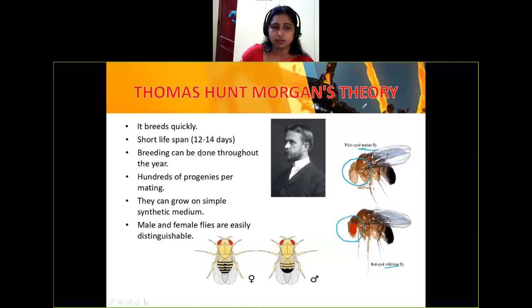So it breeds quickly. It has a short lifespan. See again, like Mendel selected the pea plant for its short lifespan. It has more contrasting characters. The same thing here. Breeding can be done throughout the year. Because of the short lifespan, so many progenies can be generated and you can get the result very easily. They can grow on a simple synthetic medium. You need not have a honeycomb hive. In a simple medium it can grow. Male and female flies are easily distinguishable by their abdomen. We call this sexual dimorphism also, the distinction between male and female.